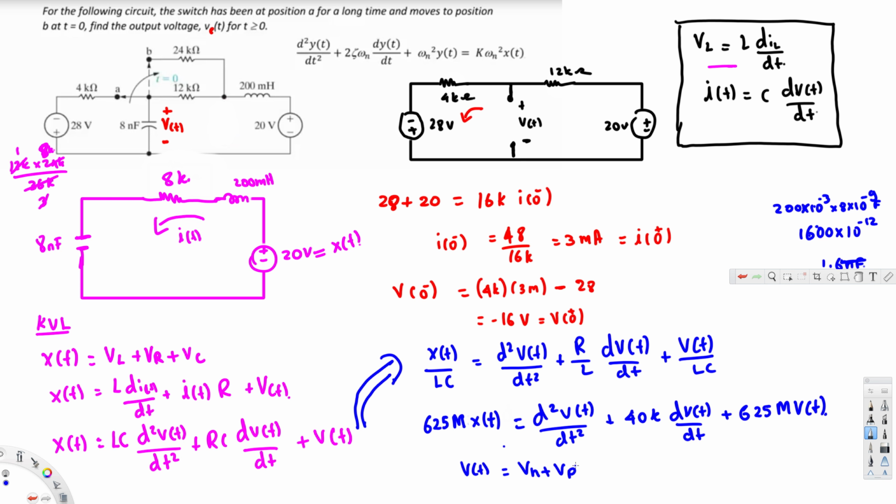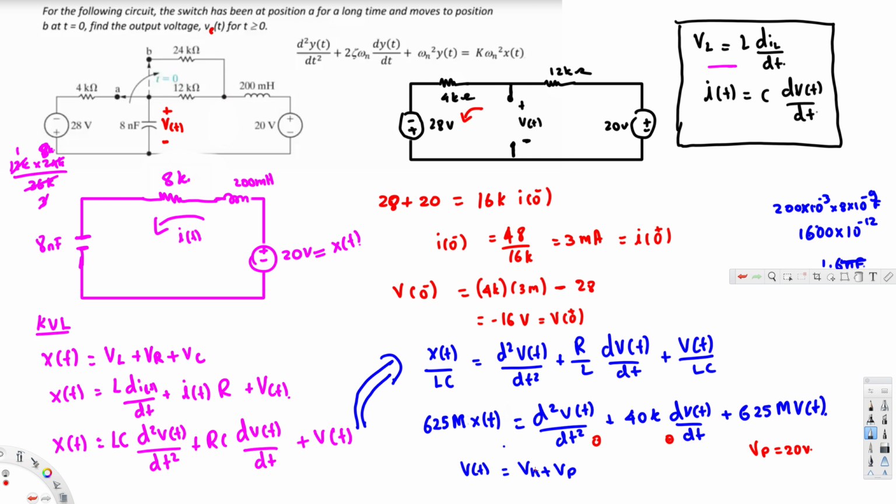Finding the particular solution is easy, because if you treat this v of t as a constant and take the derivative, this one will become 0, and this one will become 0. If you solve for this, 625 mega v of t is equal to 625 mega x of t. This 625 mega cancels out, so we get v of t is equal to x of t, and we know that x of t is equal to 20 volts, so 20 volts is going to be the particular solution. So Vp is equal to 20 volts, and now we have to find the homogeneous solution.